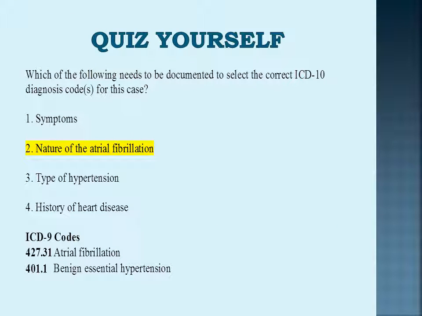So if you'd like to quiz yourself, which of the following needs to be documented to select the correct ICD-10 code for this case? And as you see, I've highlighted the answer, which is the nature of the atrial fibrillation, because it's very important for this code that you know specifically what type it is. In the past, with the ICD-9 codes down below, we would have just coded this simply as atrial fibrillation and benign essential hypertension.